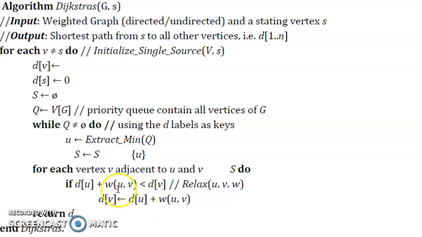So that is what we are going to learn with this particular thing. So d of v is equal to d of u plus w of u comma v. Means if that condition is true, then we will update that. This we will learn with the help of a problem. So finally you are going to return which vertices are selected, what is the importance of it and all these things. Finally you are going to end Dijkstra's algorithm. Okay, so let us see how the algorithm is applied to the problem. Then we will see how to run the program.